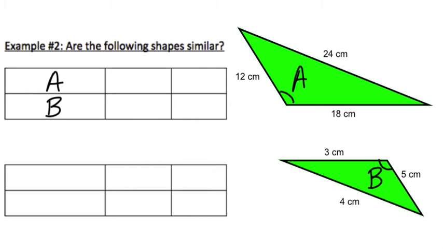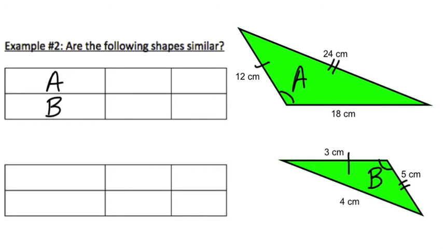So let's look at triangle A. The smallest side length is 12 centimeters. So I'm going to go to triangle B, and the smallest side length is 3 centimeters. So I'm going to put one mark on each of those sides, so those go together. Then let's look at the biggest side, the longest side on triangle A, and that's 24 centimeters. On triangle B, the longest side length is 5 centimeters.